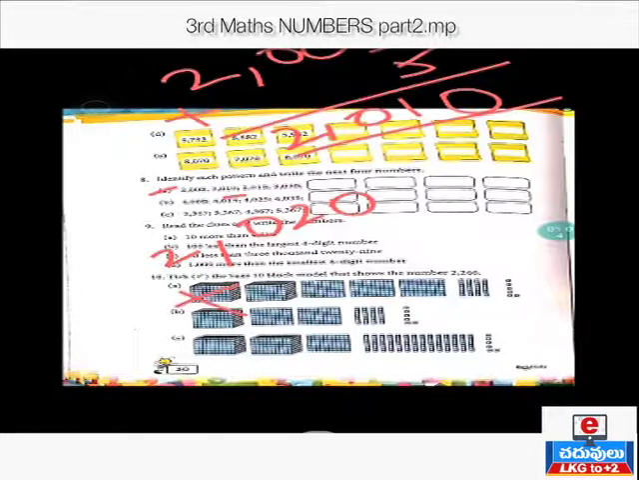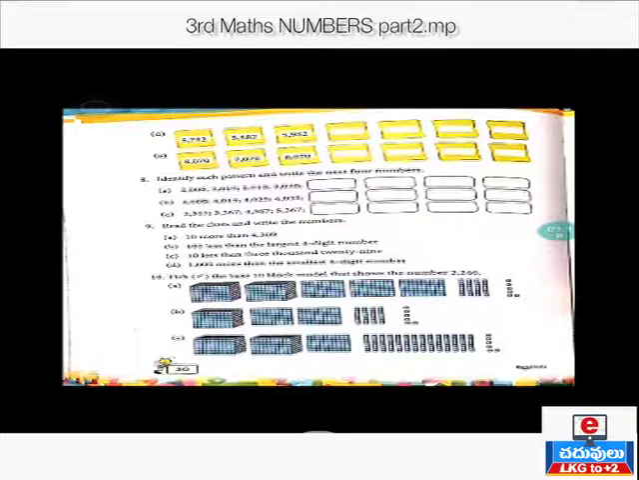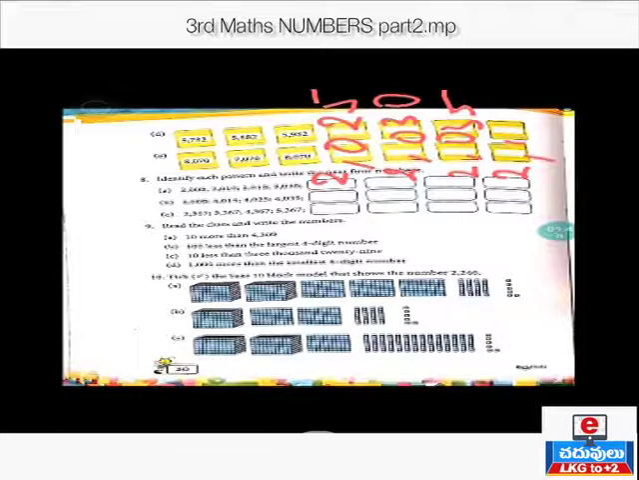We add 5, we get the next number. 5 plus 0, 5 only. 2 plus nothing, 2. 0 plus nothing is 0. 2 plus nothing is 2. So the next number is 2025. Similarly we get 2030. Next number 2035. And next number 2040.